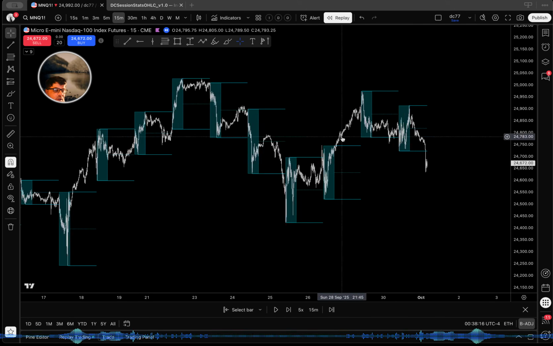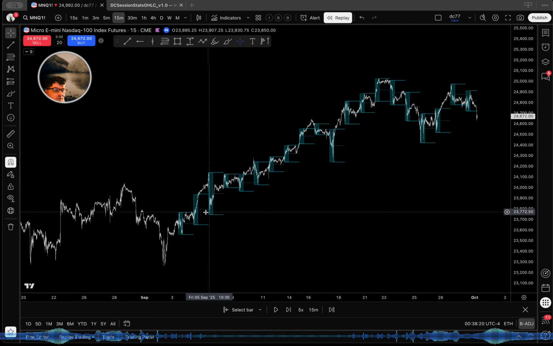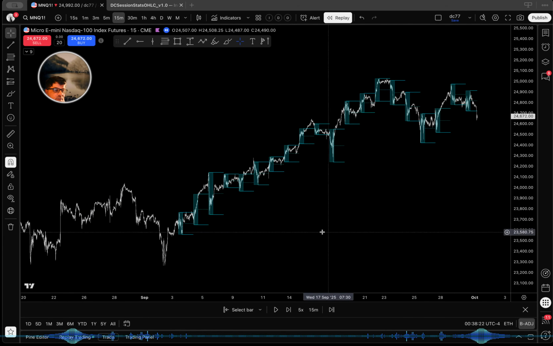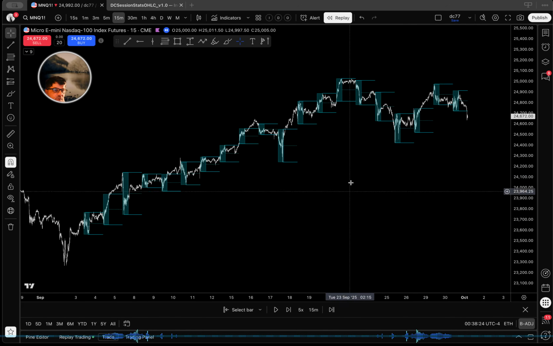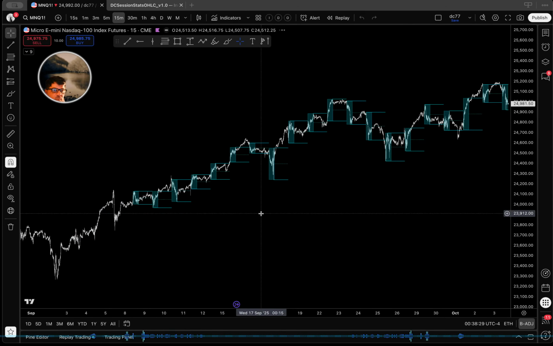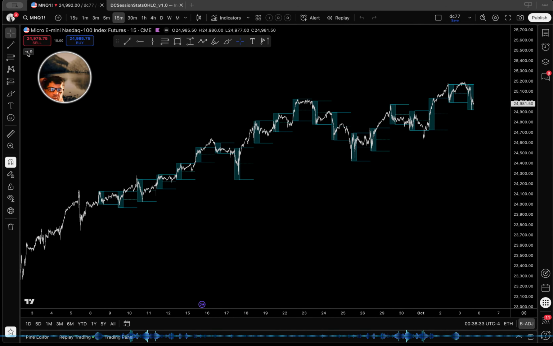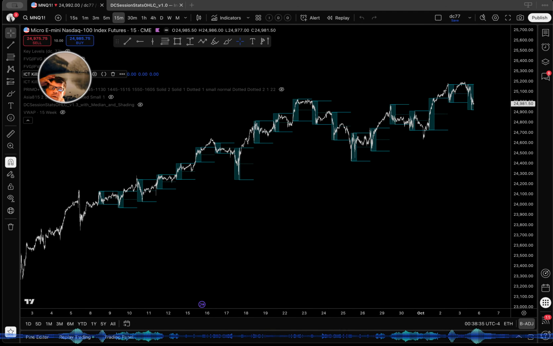Other than that, badass indicator. I don't keep it on all the time, but it's nice to get a high level view of what's going on because these are the different days in the month. So I keep that in my toolbox for sure.